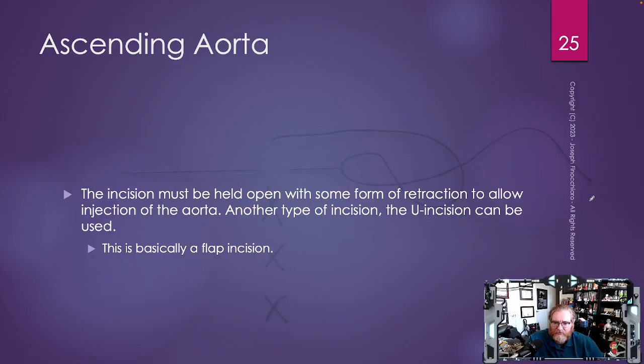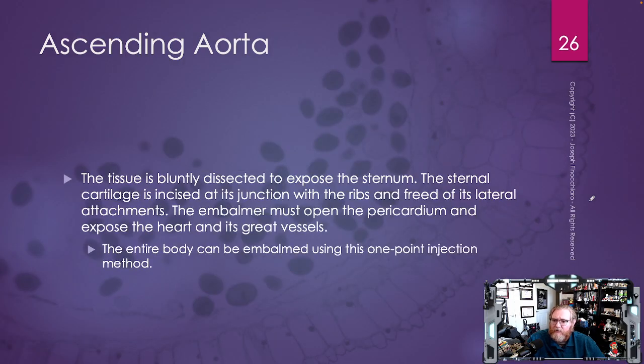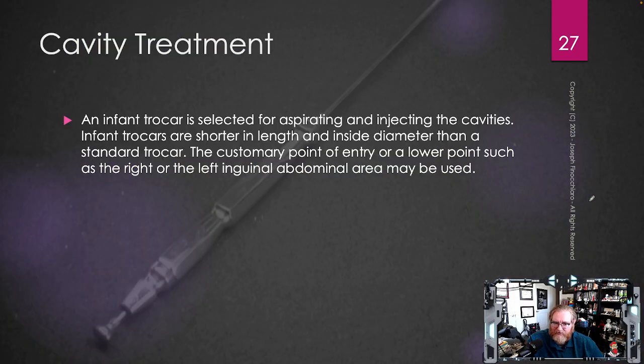Another type of incision, the U incision, can be used. This is basically a flap incision. The tissue is bluntly dissected to expose the sternum. The sternal cartilage is incised at the junction with the ribs and freed of its lateral attachments. The embalmer must open the pericardium and expose the heart and its great vessels. The entire body can be embalmed using this one-point injection method. So the moral of the story is, if you raise either of the aortas, you can embalm the entire body from there. But to do so requires fairly dramatic incisions.